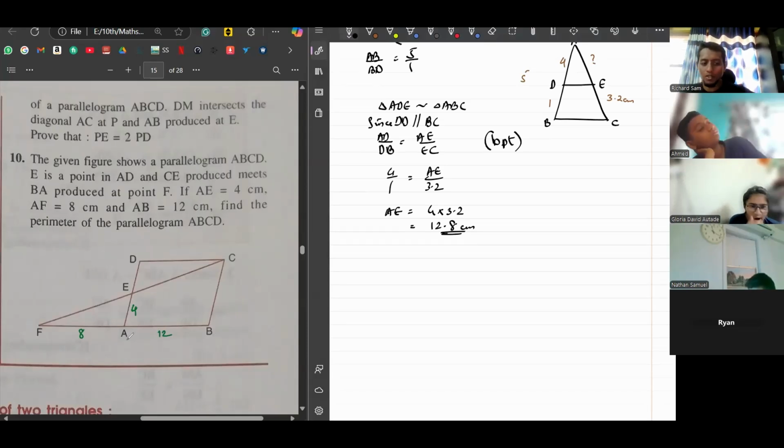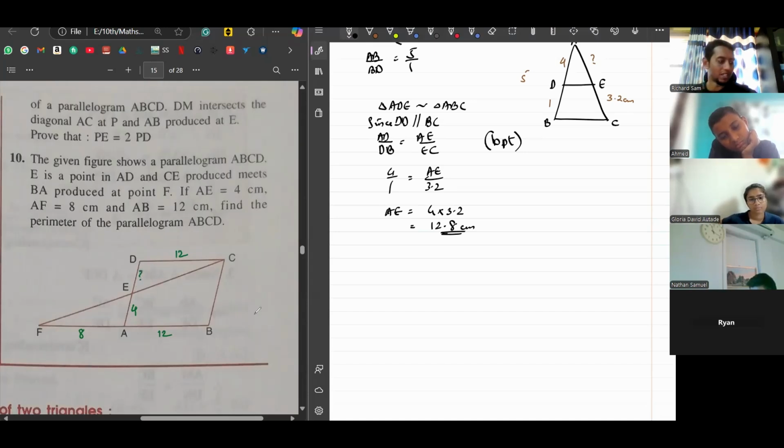Perimeter of the parallelogram means you need to find all the sides. Right? AB we have, we have to find BC. Because AB will also be equal to CD since it's a parallelogram, and whatever BC is, that will also be equal to DA. So what do we have to find exactly now? We just have to find DE. Because we have AE, and if we find DE, then we have the full DA. So how do we find DE?